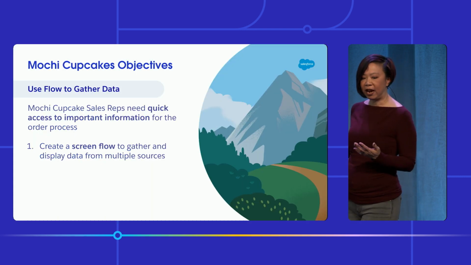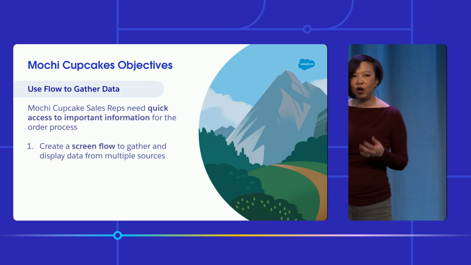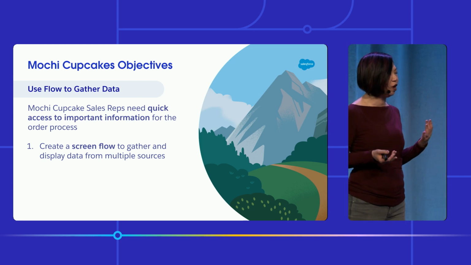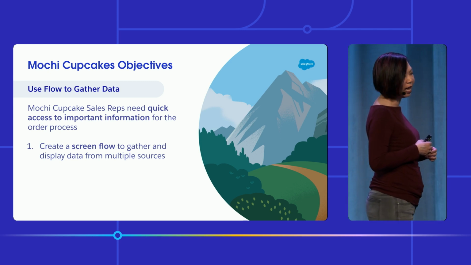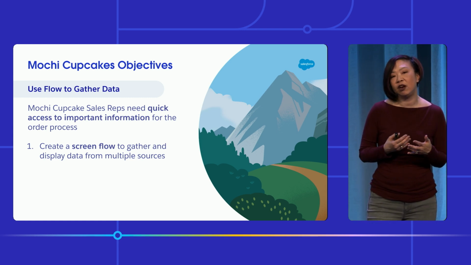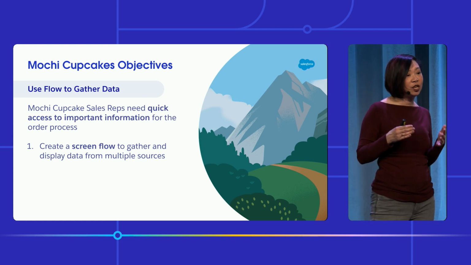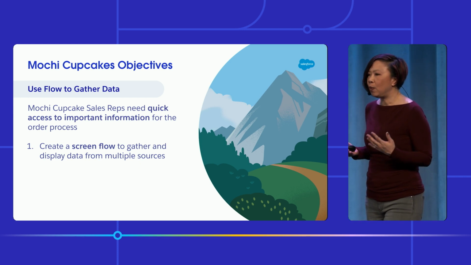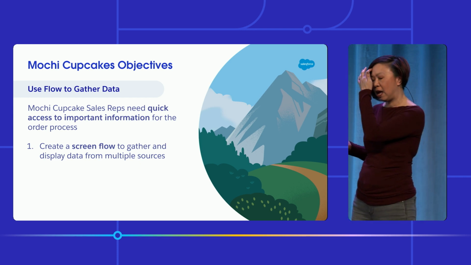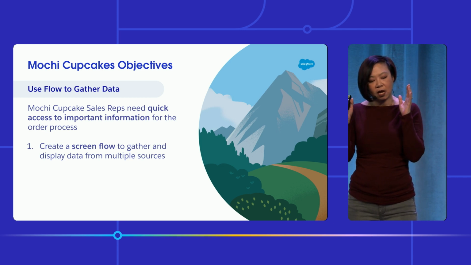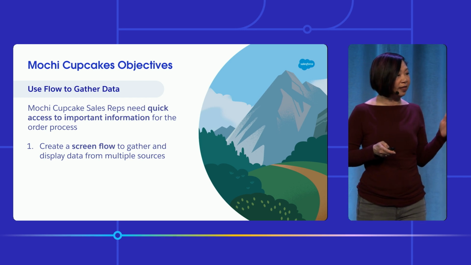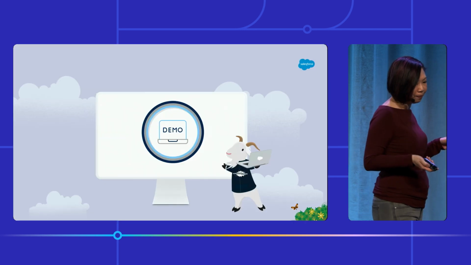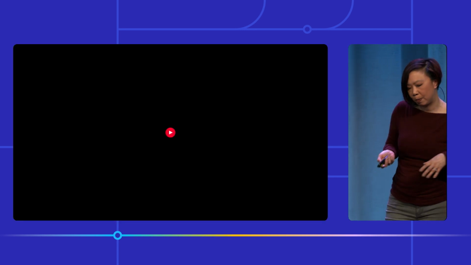So here's our scenario, Mochi Cupcakes. It's an old school cupcake store that takes orders over the phone with their customers. And because they're on the phone with the customers, they need to be able to quickly access important information. So what we did was we took the multiple data sources, put it on a screen flow so that they can easily get to that information. So let's get to the demo.